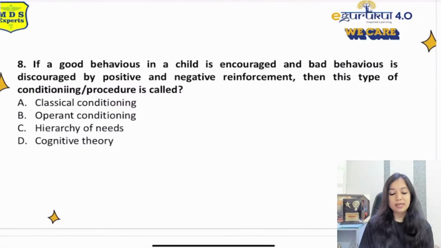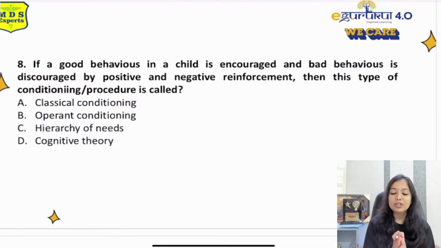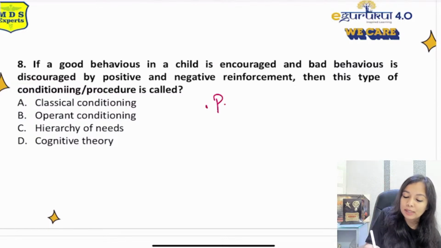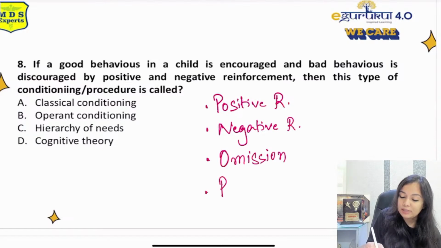The 8th question says, if good behavior in a child is encouraged and bad behavior is discouraged by positive and negative reinforcement, then this type of conditioning or procedure is called as. We had read a lot of theories in our class, and this type of conditioning where you give positive reinforcement. So you have 4 factors in this particular theory: positive reinforcement, negative reinforcement, omission, and a factor called punishment.